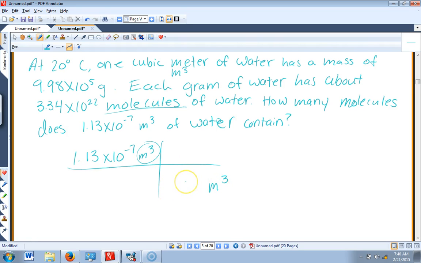So we have a mass of, each gram of water has about 3.34 times 10 to the 22nd molecules. Sorry about that. No, we need to do meters cubed first. Sorry. So we're looking first for 1 cubic meter. So 1 meter cubed has 9.98 times 10 to the 5th grams.